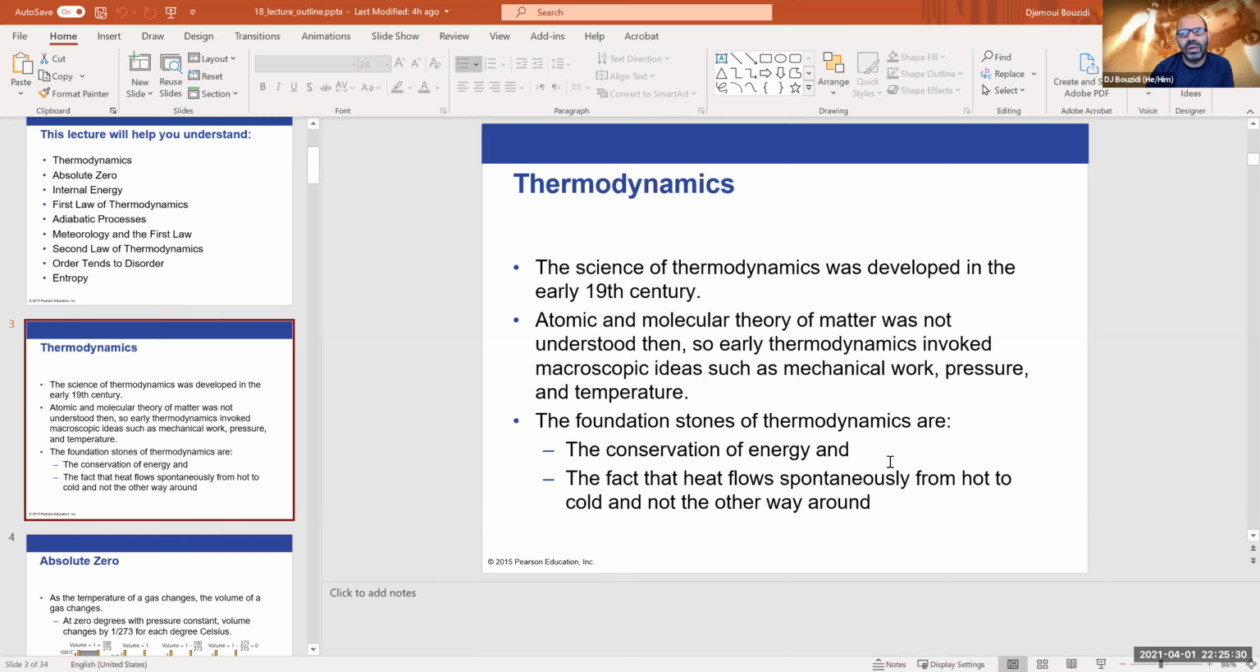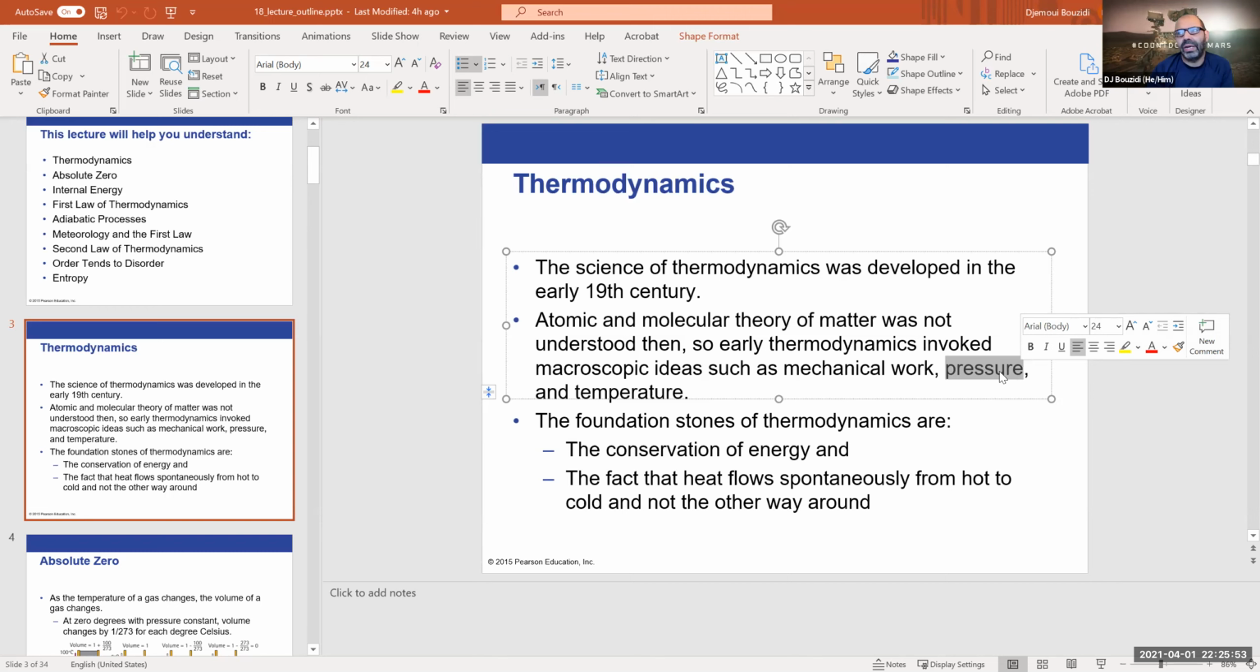So the foundation stones are the conservation of energy and the fact that heat flows spontaneously from a hot to a cold source and not the other way around. So this is your second law of thermodynamics. This is your first law of thermodynamics. And your zeroth law of thermodynamics is what allowed you to measure this. Because pressure, you can measure it.